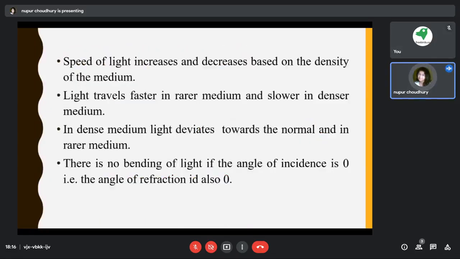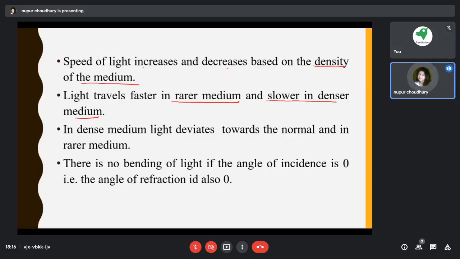So let us look at a few points. Speed of light increases and decreases based on the density of the medium. So the more dense a medium is, the lesser will be the speed of light in that particular medium. Light travels faster in a rarer medium and slower in a denser medium. So this we have already talked about. So in glass, the speed of light will be less as compared to the speed of light in air.